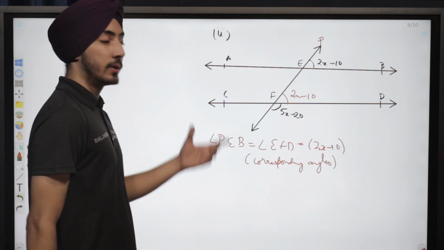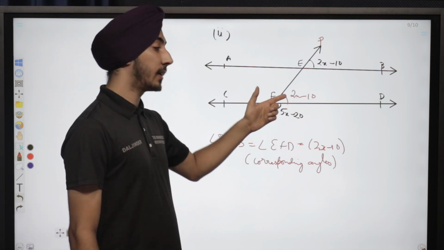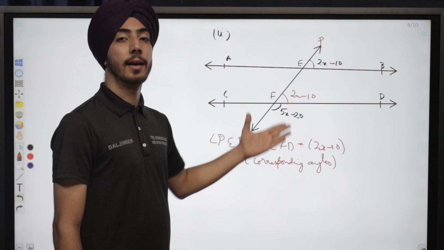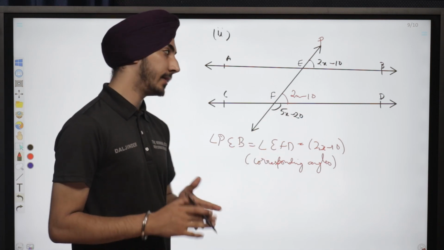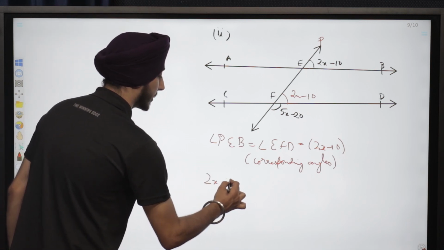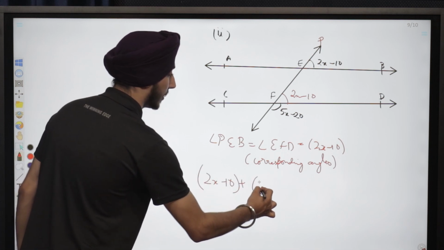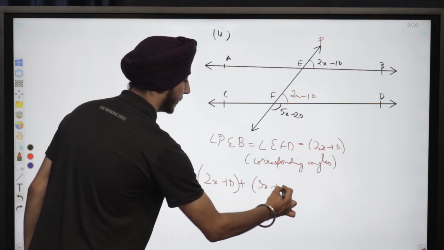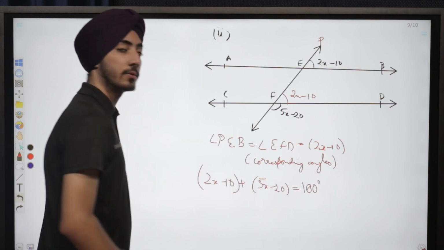Right. Now, once we are done with this, you can easily see that 2x minus 10 and 5x minus 20 are on a straight line and they form a linear pair. And we know that a linear pair's sum is 180 degrees, right? So we will write down here 2x minus 10 plus 5x minus 20 equals 180 degrees, and in the bracket you will write down linear pair.